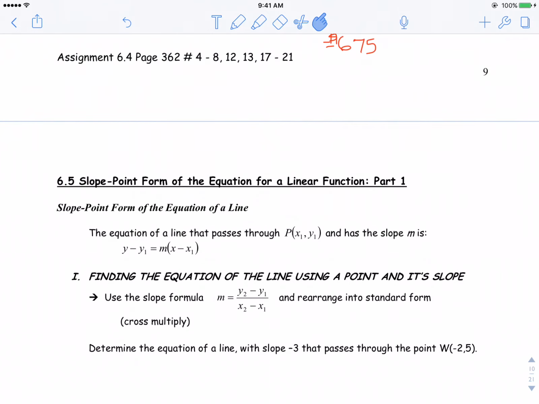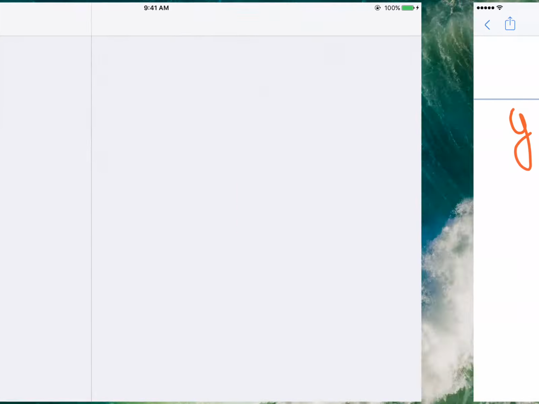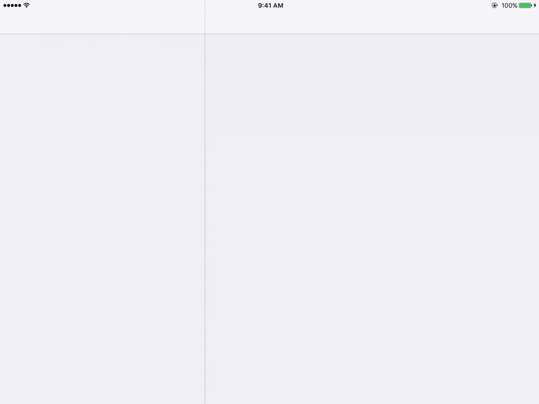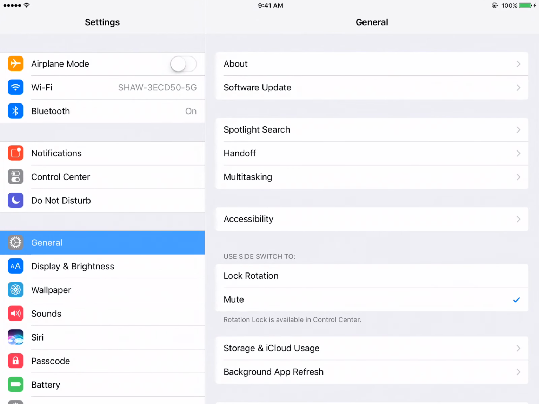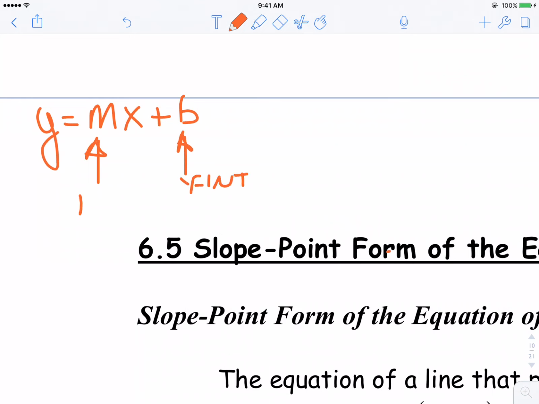You should now be well versed in working with the equation y equals mx plus b, the slope-intercept form of an equation of a line. This being the slope, this being the y-intercept. Hopefully you are at that point now and comfortable with that.